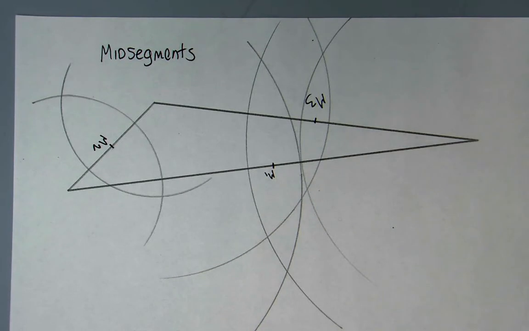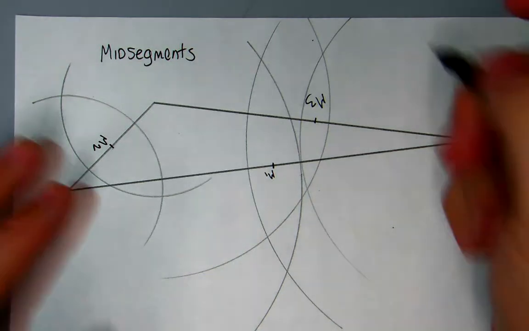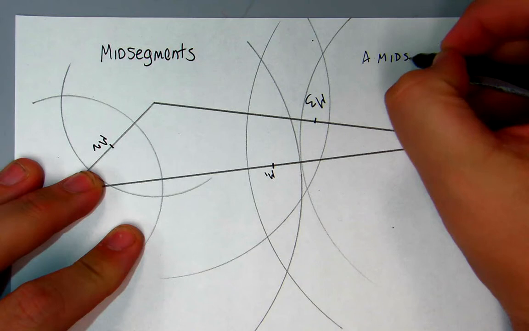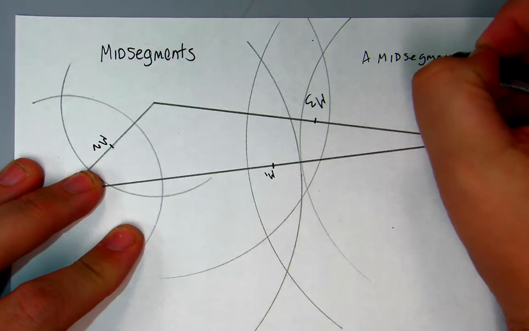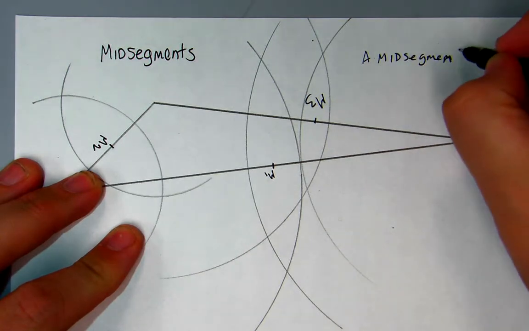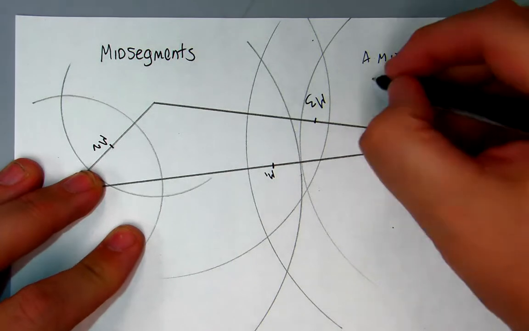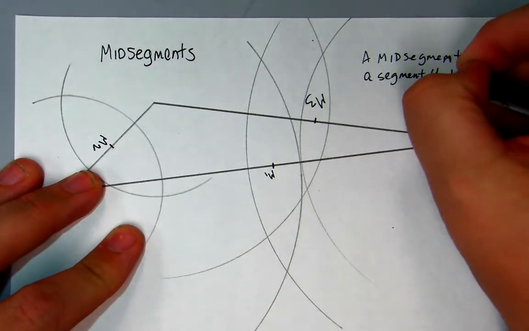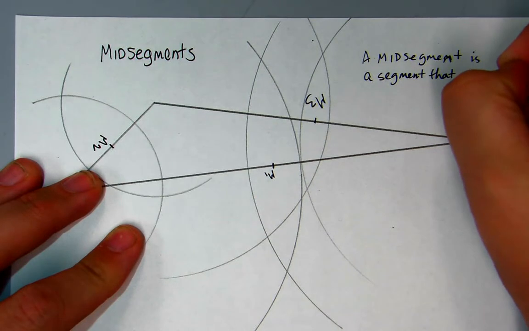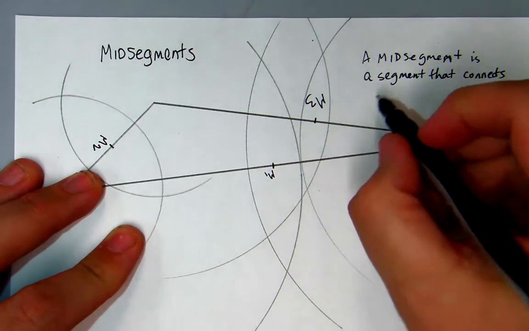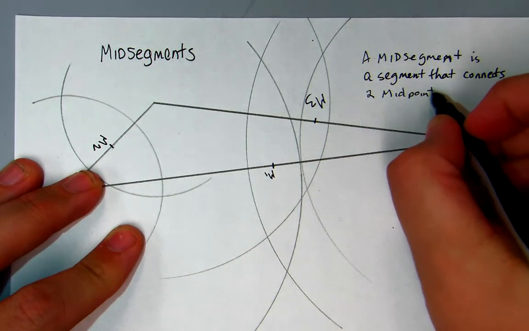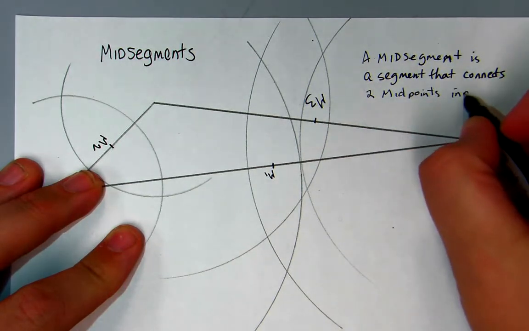Now we're going to construct a segment called a midsegment. And what midsegments do is, so we'll say a midsegment, it's a segment that connects two midpoints in a polygon.